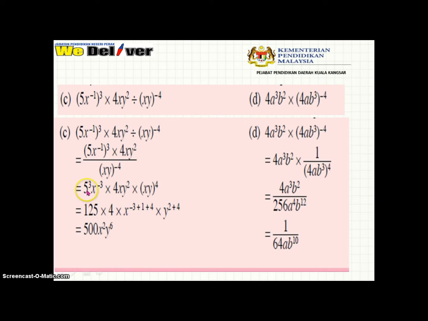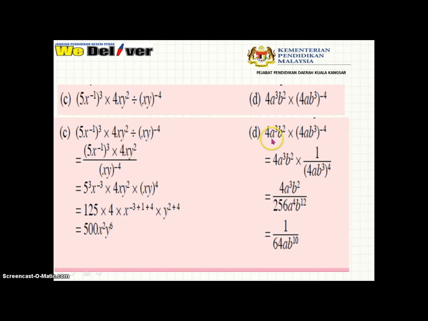Okay, so 5 to the power of 3 is 125 times 4. Okay, we group the numbers, and then we group the x unknown to the power of negative 3 plus 1 plus 4, and y, 2 plus 4. So we have 125 times 4 equals 500. Negative 3 plus 1 plus 4 equals 2, so x power 2. 2 plus 4 equals 6, so y power 6. So the answer is 500 x squared y power 6.